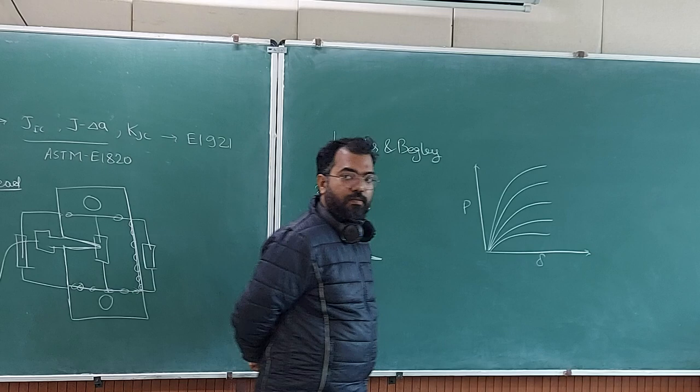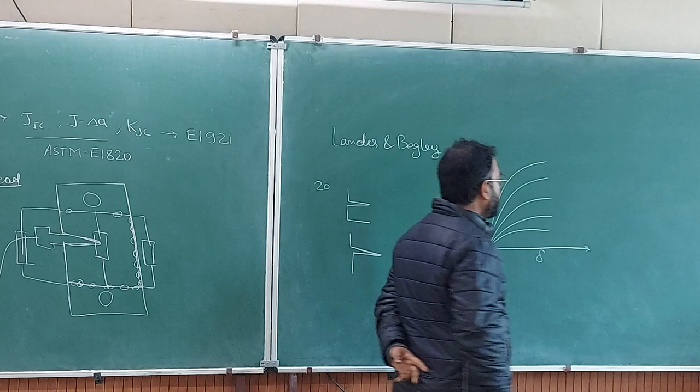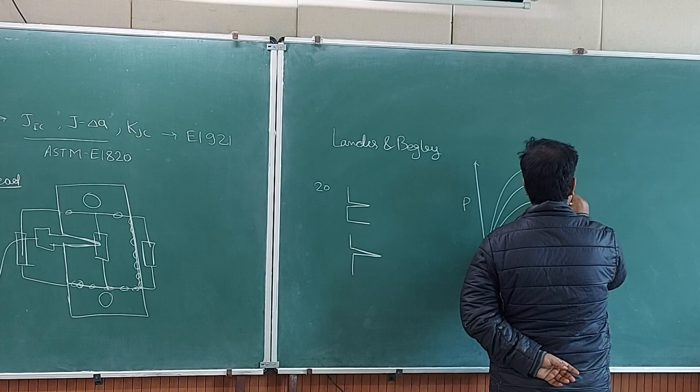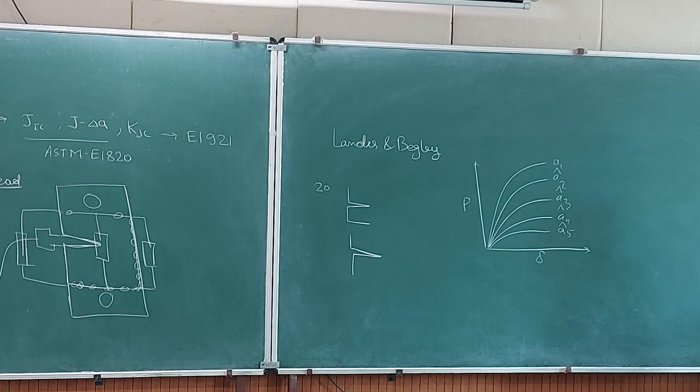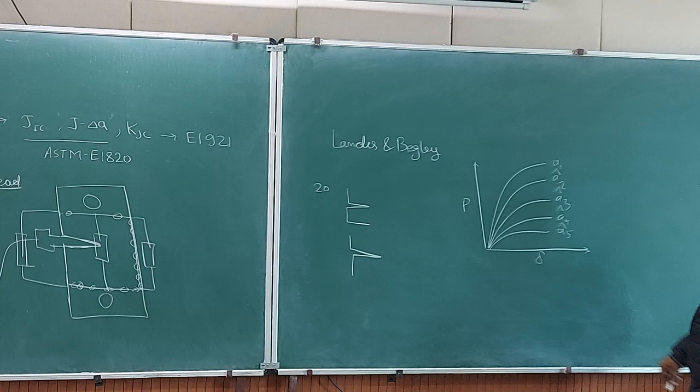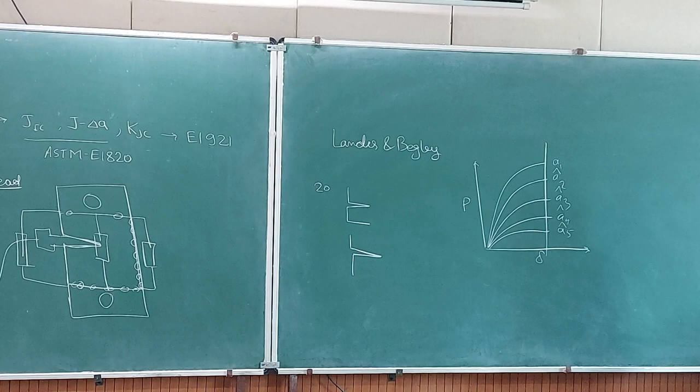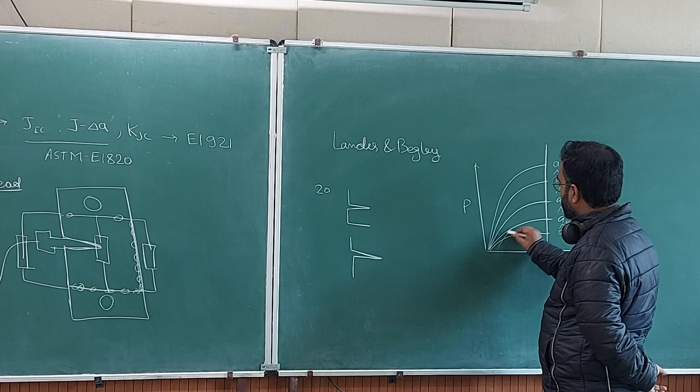Right? And the smallest crack is for the largest curve. So this is A1, A2, A3, A4, A5, and A5 is larger than A4 and so on. From this curve, they find the area under the curve. And that should represent the energy absorbed for the same amount of displacement. So this becomes U5, this total becomes U4 and so on.